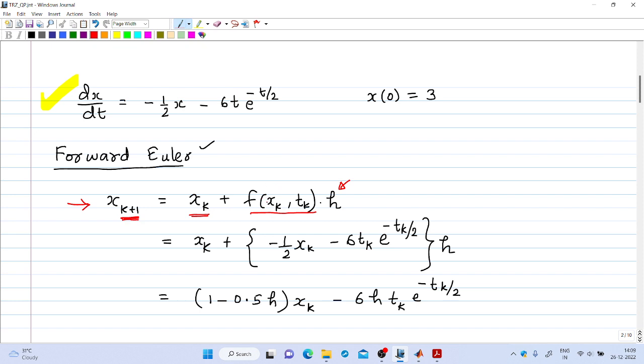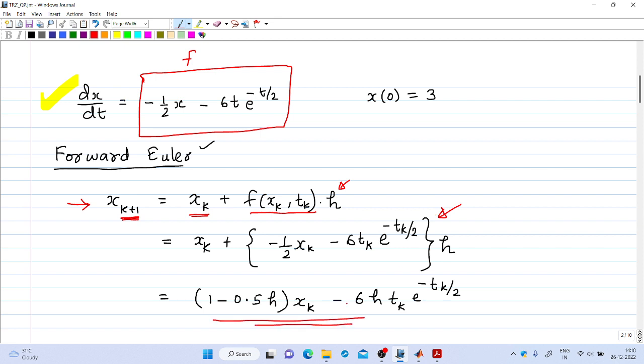So here f of xk tk is the right hand side of this differential equation. This is the function f. So here you put x equal to xk and t is equal to tk. So this is the final expression for x of k plus 1. So here by substituting the value of x of 0 and t of 0, you will get x of 1. Then using x of 1 and t of 1, you can get x of 2 like that.